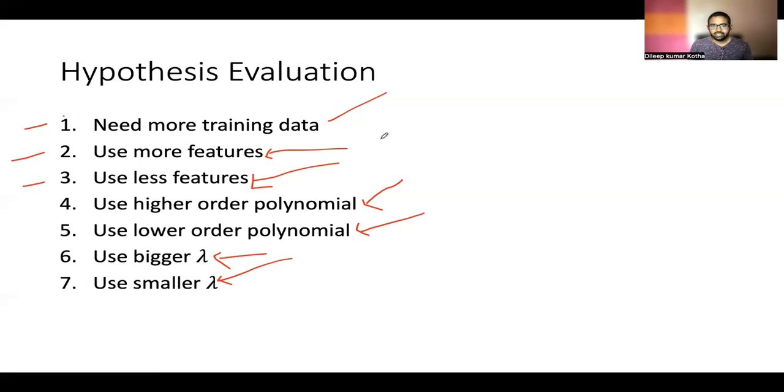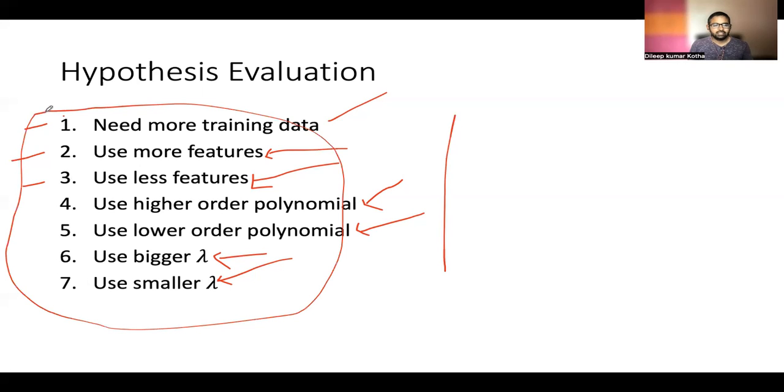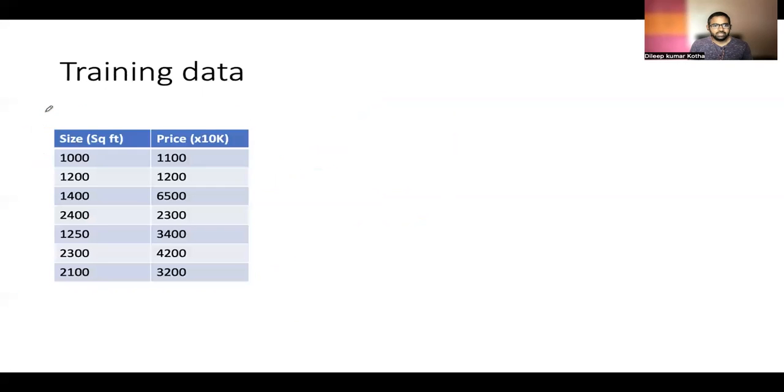Instead of doing this trial and error method, if we have diagnostics, which can take some time to implement, but it will help us derive a better hypothesis, this will obviously save time instead of going for trial and error, trying all these methods on our hypothesis. So how do we do that?